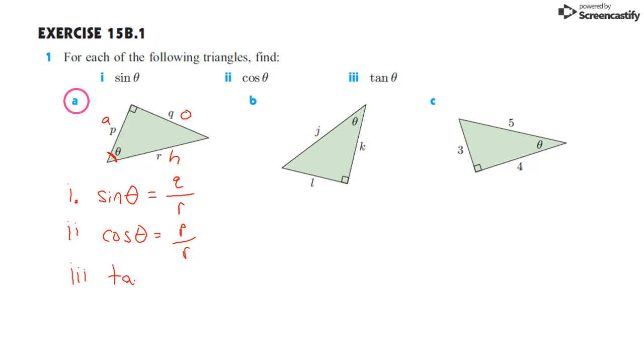So tangent of that same reference angle, theta, is opposite over adjacent, which is Q over P. So those are the three trig functions we need to be comfortable setting up because we will be using those to solve for missing pieces in a right triangle. Okay, so notice these are all right triangles. We are working on right triangle trig.